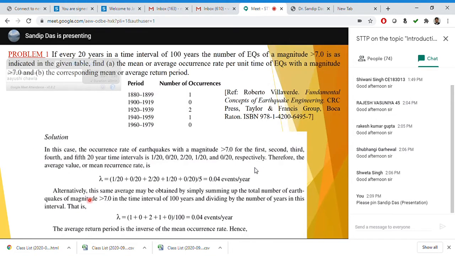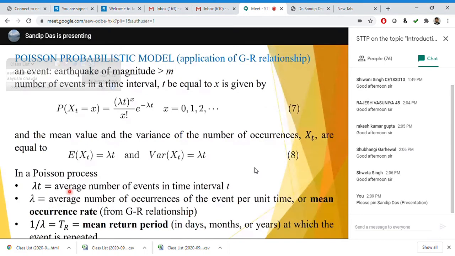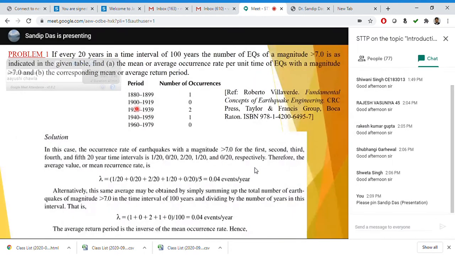So it is obvious that we need to fit the Gutenberg-Richter relationship, and then see how to use it here. It is talking about the same lambda, you see. In this case, the occurrence rate of earthquakes with a magnitude greater than 7 for the first, second, third, and fourth blocks, you count for every block. And if you see the previous slide, what is written there? Average number. It is very important, right? So it is an average number. You already got some numbers for different blocks, so you need to now average them. In the first block you have 1, in the second block you don't have any.